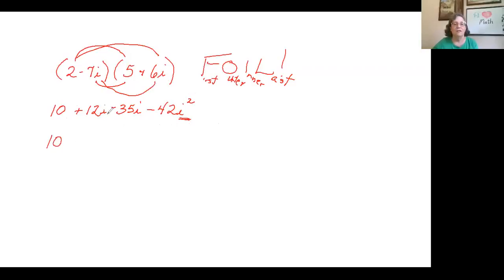So we've got 10. Now, plus 12i and a minus 35i would be negative 23i. A negative 42i squared is going to be a positive 42. To write it as a plus bi, 10 and 42 give us 52. So it's going to be 52 minus 23i.